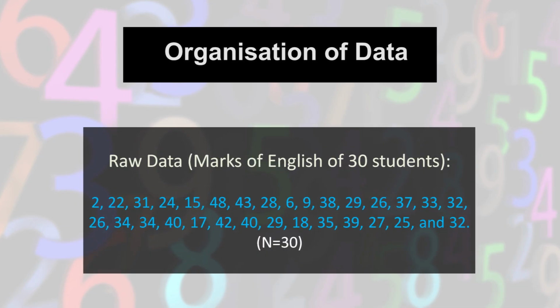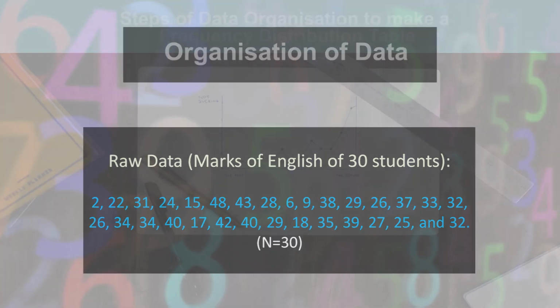As an example, marks of English of 30 students. So here 30 raw data are given, and that is the achievement score of 30 students in the subject of English, just like 2, 22, 31, 24, 15, 48, accordingly 25, 30. So n is 30. Here the total number of scores is 30. So how can we organize this data to give certain more meaning by using certain statistics?